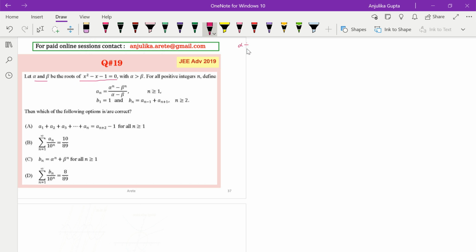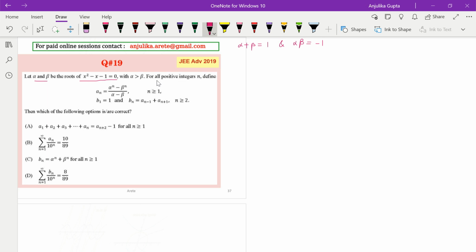Quickly looking at that, you know that alpha plus beta is minus b by a. So it would be 1. And alpha beta will be c by a, where c is negative 1 and a is 1, so negative 1. So these two things we can write down.